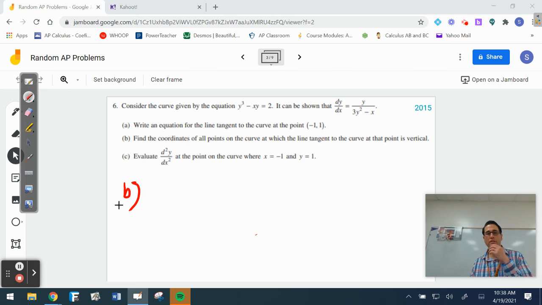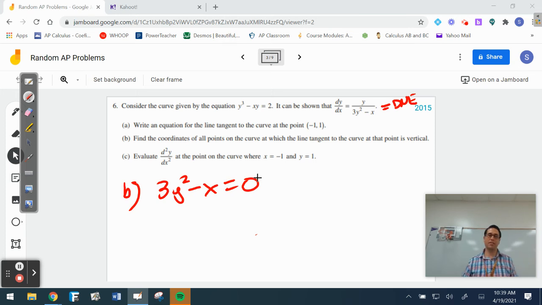B, find the coordinates of all the points on the curve at which the line tangent to the curve at that point is vertical. So that means we want to know where we would have vertical tangents. Well, I'm going to have a vertical tangent whenever the derivative is equal to DNE. It's going to be DNE whenever the denominator is equal to 0. Now, we've solved some of these guys this year, right? We want to know when that guy is equal to 0.